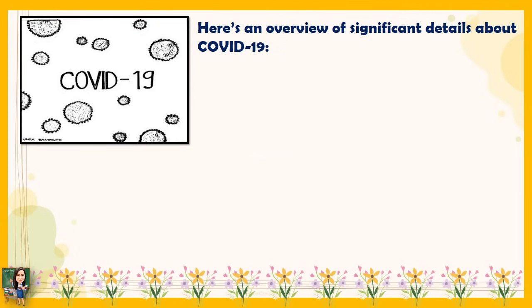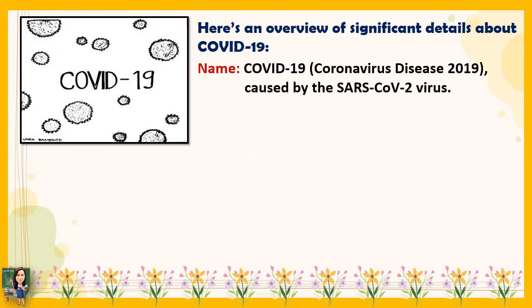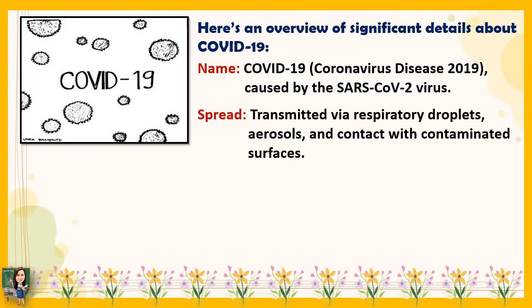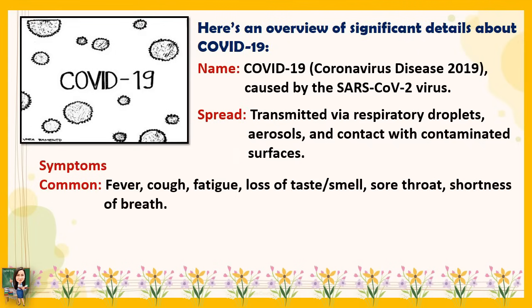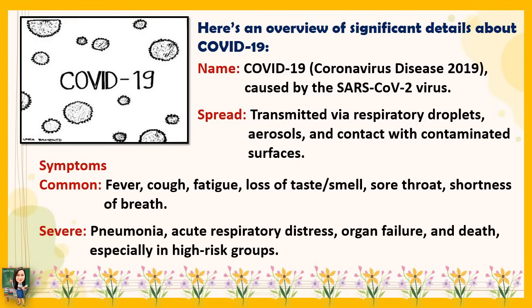The name in the image is COVID-19, or Coronavirus Disease 2019, caused by the SARS-CoV-2 virus. How does it spread? It is transmitted via respiratory droplets, aerosols, and contact with contaminated surfaces. Here are the different symptoms. The common symptoms are fever, cough, fatigue, loss of taste or smell, sore throat, and shortness of breath. And the severe symptoms are pneumonia, acute respiratory distress, organ failure, and death, especially in high-risk groups.